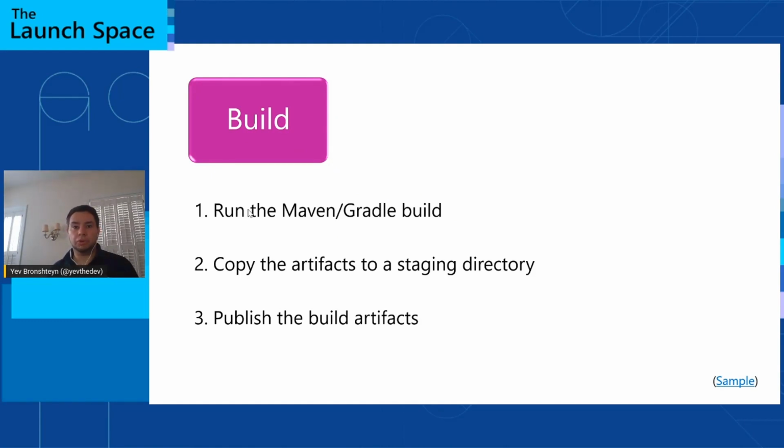First, you would run the Maven or Gradle build. You would copy all the jars you've created to a staging directory, and then you publish that directory as an artifact of the build pipeline so that other pipelines could consume it. And getting started with this is very easy.